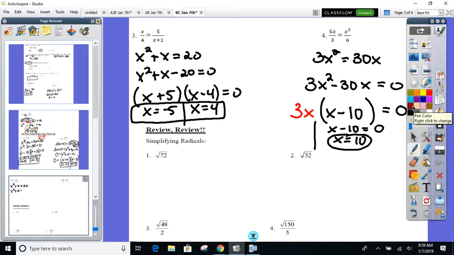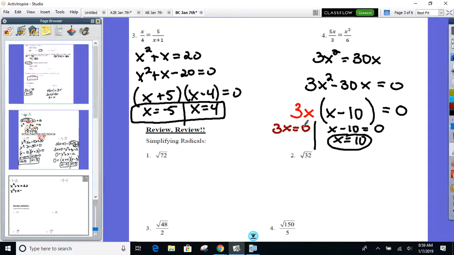And yes, you are going to set your GCF equal to 0. 3x equals 0. What are you going to do here now to solve for x? How do I get the 3 out of there? Because it's not subtracting it. Divide both sides by 3. One answer is 10. The other answer will be 0. 0 and 10 should be my answers there.